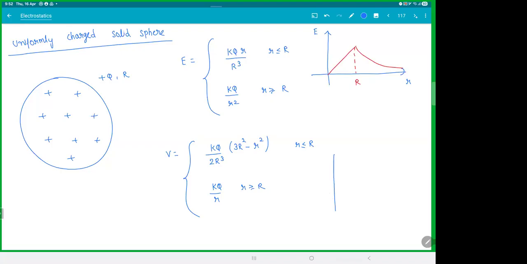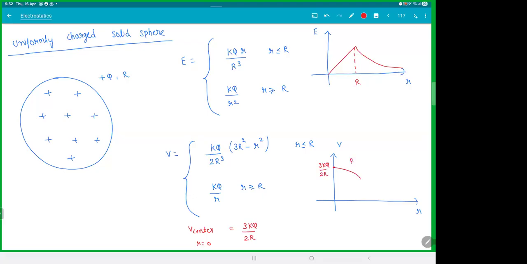When you try to plot a graph for this, you have to be careful with the starting part of the graph. This is one of the most common mistakes. What is the potential at the center? People think it is zero. No, the potential at the center, when you put r equal to zero, you don't get zero. You get 3kQ by 2R. So the graph will start somewhere here, at 3kQ by 2R.